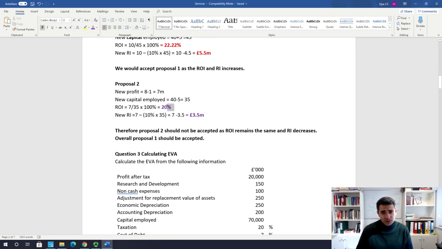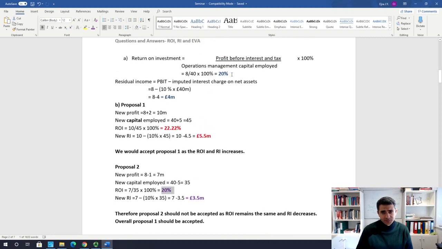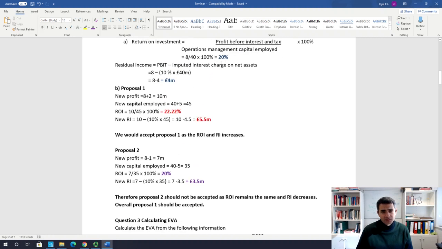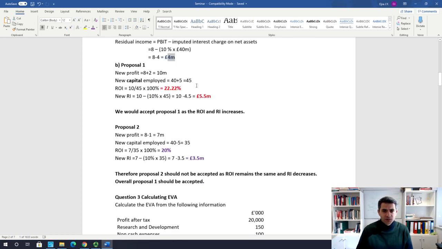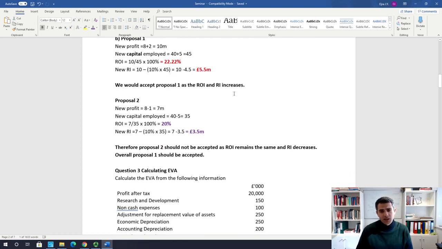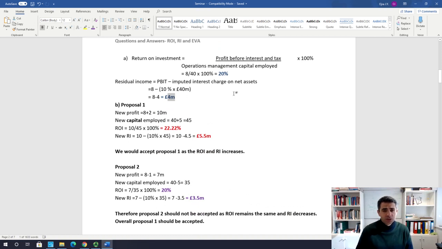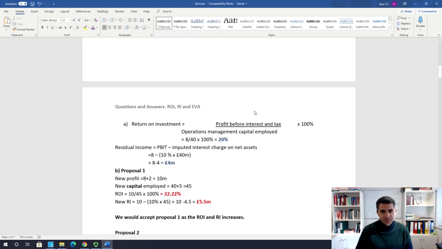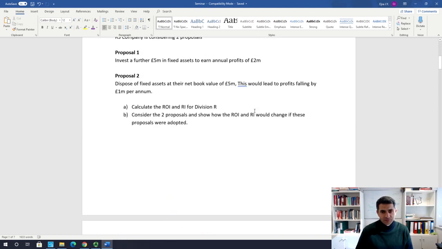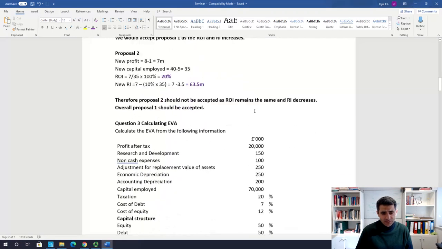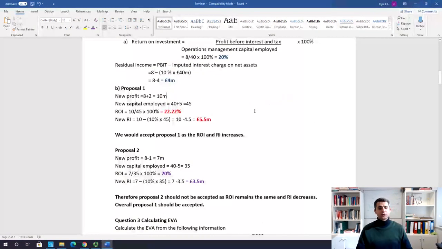Why? I understand that 20% remains the same, but how about the RI? Can you see what's going on with the RI, guys? Yeah, it dropped by 500,000, and that's why it shouldn't be accepted. So when you write the comments, you advise the business or the division to accept proposal 1, because as you see, proposal 1 can give the highest ROI and RI. Fair enough. Good. Well done. That's question number 2, guys.